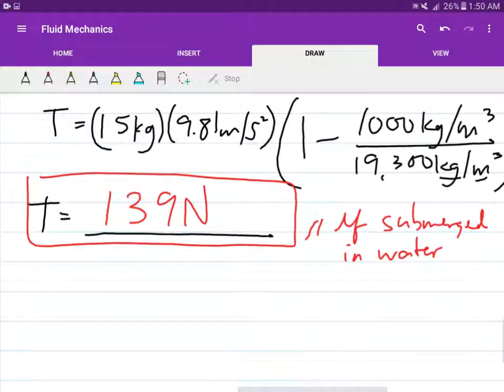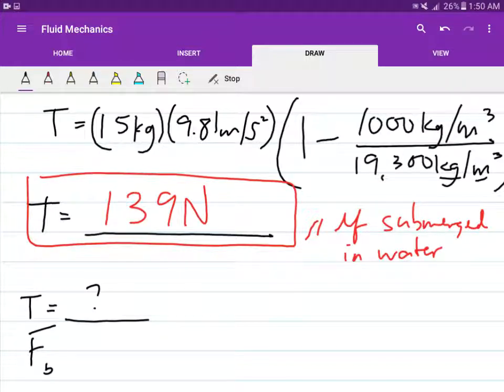So I will leave it to you to solve what if it is out of the water, and solve for the buoyant force.